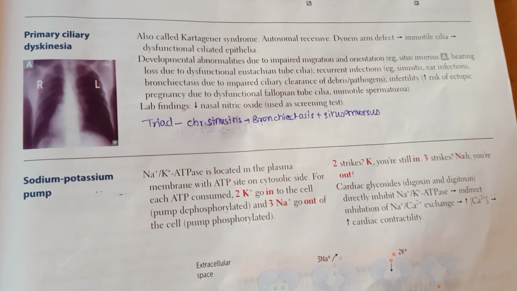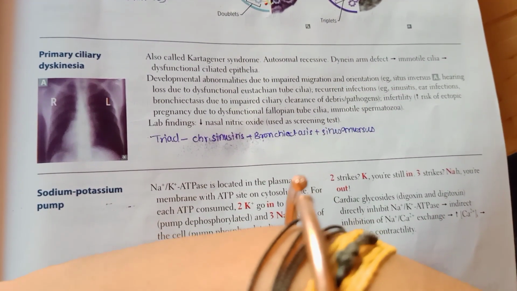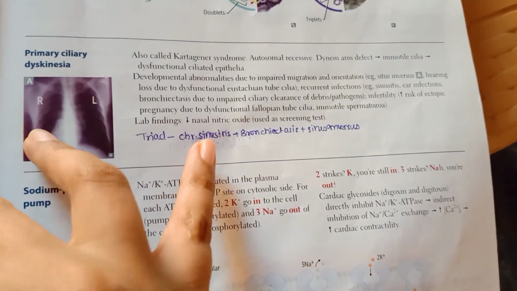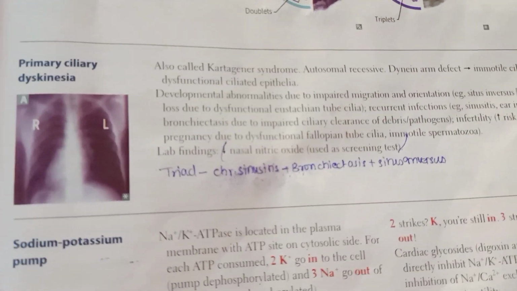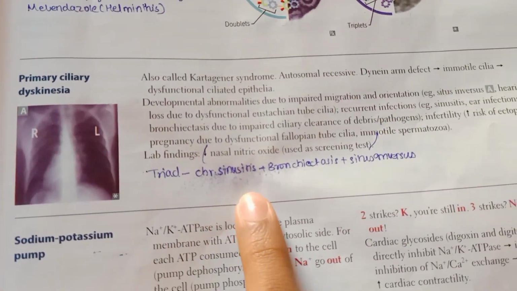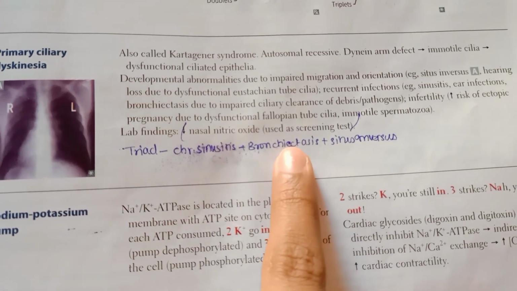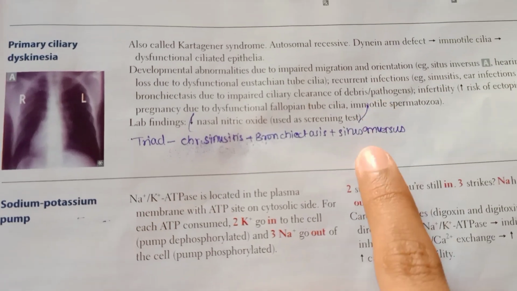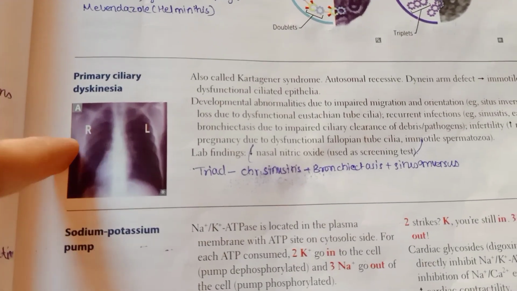There's also infertility because of increased risk of ectopic pregnancy, because cilia are immotile here, and the spermatozoa may also become immotile. The lab finding is decreased nasal nitric oxide, which is very important. Decreased nasal nitric oxide is used as a screening test. The triad for primary ciliary dyskinesia is chronic sinusitis because of absent cilia movement in your nasal septum, bronchiectasis because again cilia are not working in your bronchioles, and situs inversus, which is a developmental problem. So this is the triad for primary ciliary dyskinesia.